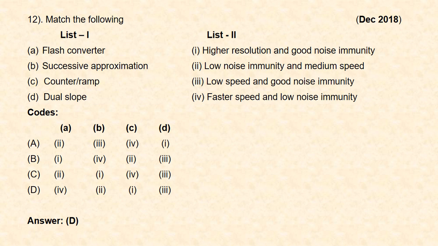Next question. This question was asked in December 2018. It is match the following type. First, flash converter. We know that it has faster speed and low noise immunity. Second, successive approximation. It has low noise immunity and medium speed. Counter or ramp. It has higher resolution and good noise immunity. Last one, dual slope. It has low speed and good noise immunity. So option D is the correct one.